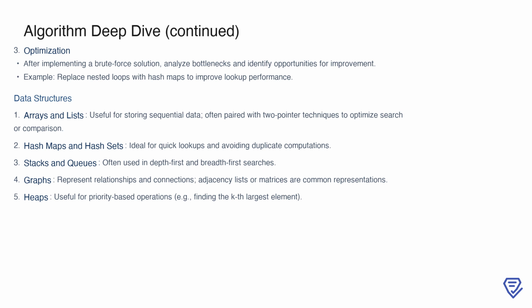Arrays and lists are great for sequential data, often working well with two-pointer techniques to optimize searches or comparisons. Hash maps and hash sets are ideal for quick lookups and avoiding duplicate computations, while stacks and queues are commonly used in graph traversal problems like depth-first and breadth-first searches. Graphs themselves can be represented with adjacency lists or matrices, depending on the problem's requirements. Lastly, heaps are powerful for priority-based operations, such as finding the kth largest element. By carefully selecting and leveraging the right data structures, you can significantly improve the efficiency of your solution.